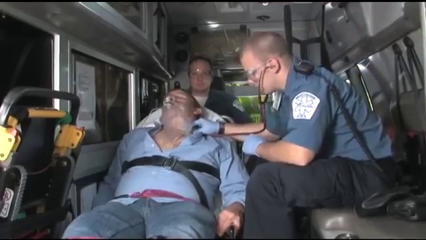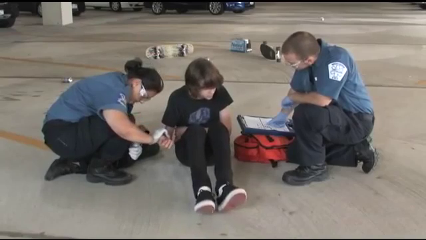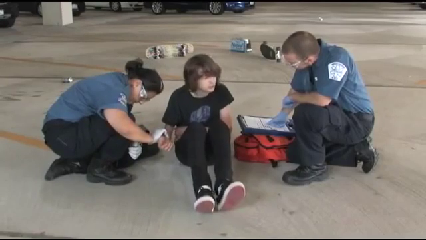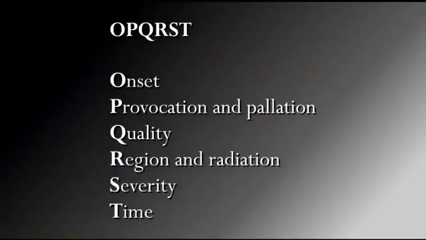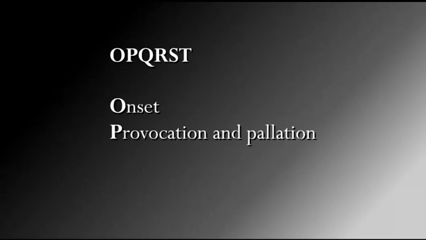First, gather a history of present illness by asking the patient what happened today to make them call EMS. The mnemonic OPQRST can help explore a complaint of pain. O stands for onset. You would ask what the patient was doing when the pain started or what caused it. P stands for provocation and palliation, meaning what makes it feel better or worse.